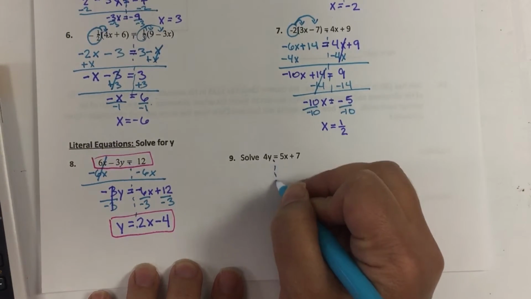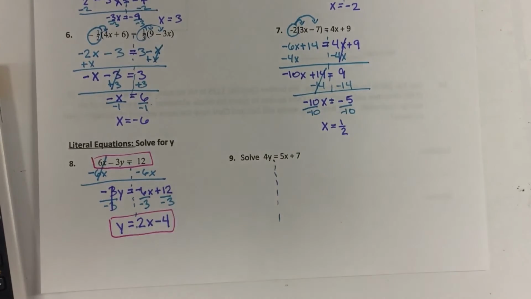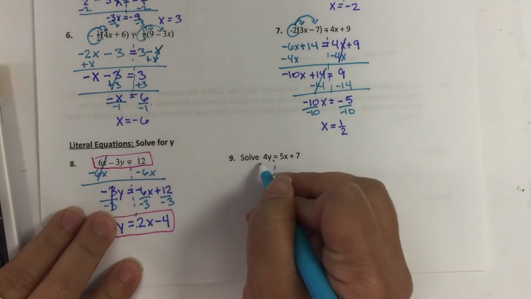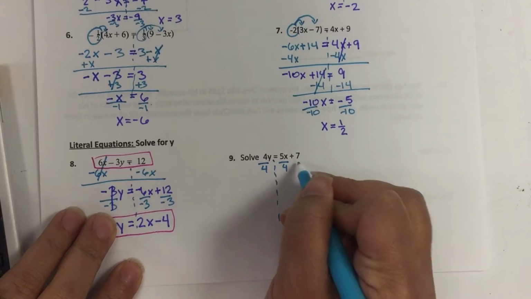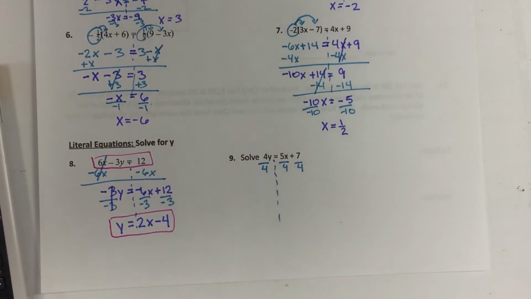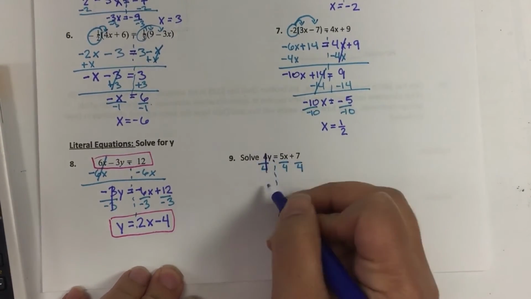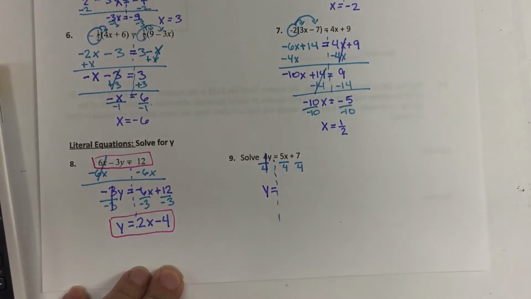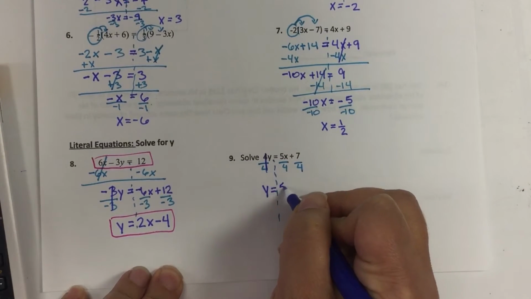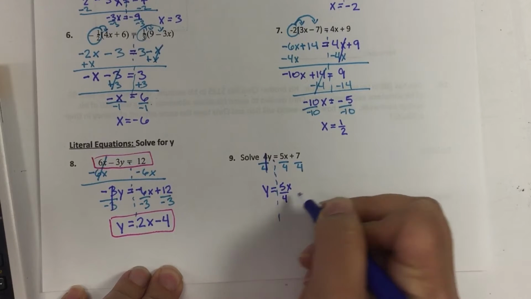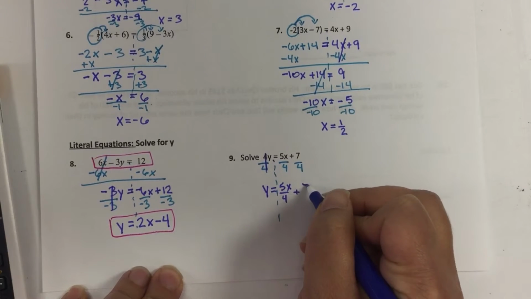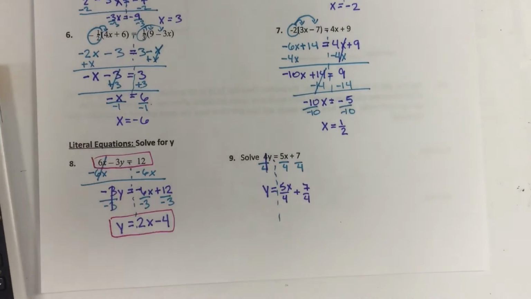Number 9, same thing, we're solving for y. I see my 4 is the only thing with the y, and when they're next to each other, it means they're multiplying. So the inverse would be to divide. Everything gets divided by that 4. When we do that, the 4's on the left cancel out, leaving us just with y equals. I have a 5x over 4. I'm not going to reduce that fraction, I'm just going to leave it. And then same with my 7 over 4. I'm just going to leave it. It doesn't divide evenly, and I don't want decimals. Leave it there. It's all good.